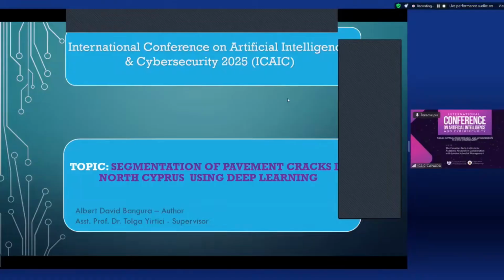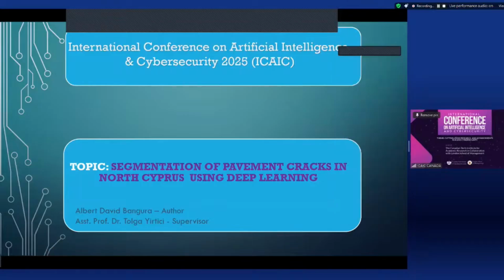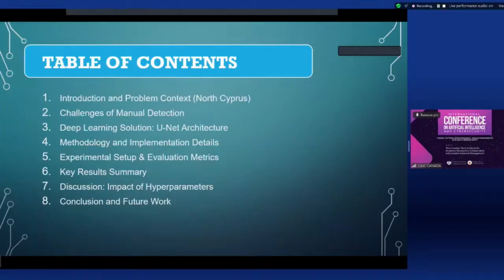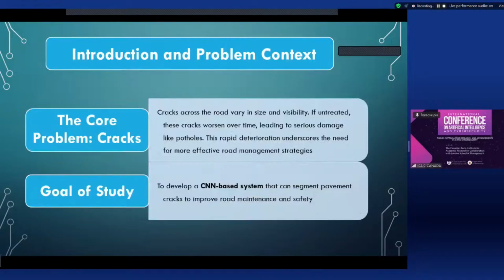So this is my master's thesis I am going to present here today, titled Segmentation of Pavement Cracks in North Cyprus using deep learning. I'll be going through the presentation according to this table of contents. I'll go right into the presentation.